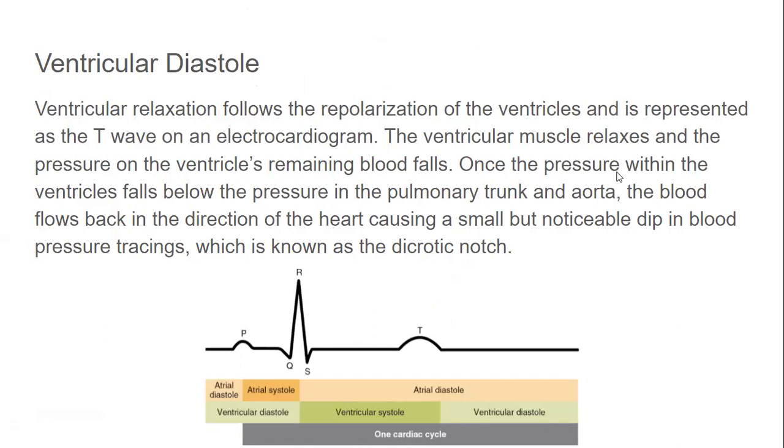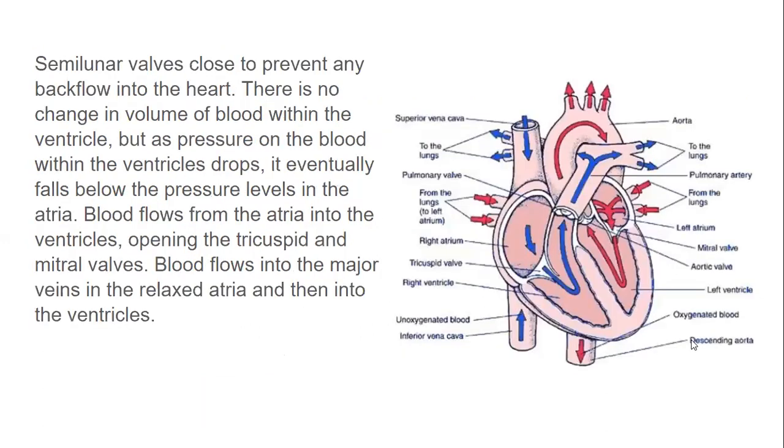Okay, so ventricular relaxation follows the repolarization of the ventricles, and this is represented as the T wave on an electrocardiogram. The ventricular muscles relax, and the pressure on the ventricles' remaining blood falls. So once the pressure within the ventricle falls below the pressure in the pulmonary trunk and aorta, the blood flows back in the direction of the heart, causing a noticeable but small dip in blood pressure tracings, known as the dicrotic notch. And our semilunar valves close to prevent any backflow into the heart.